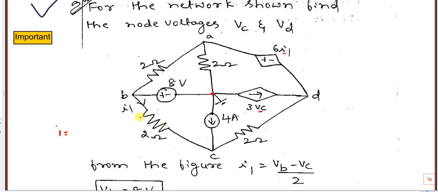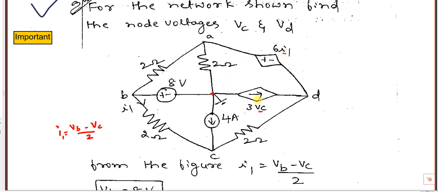Always in nodal analysis, you have to write current in terms of nodal voltages. So I1 is the current through 2 ohm, which is equal to the potential difference, VB minus VC divided by 2. So that is the value of I1, and 6I1 is the dependent voltage source. It depends on the I1 value.